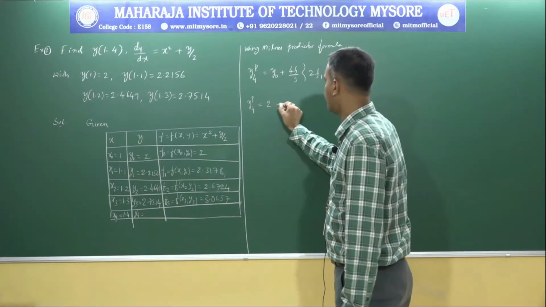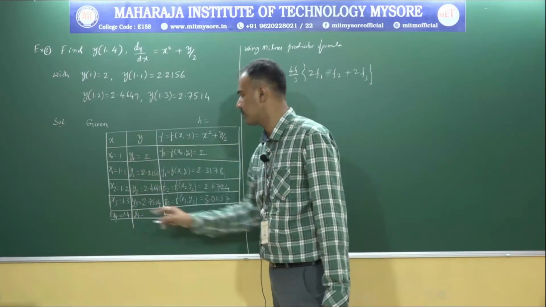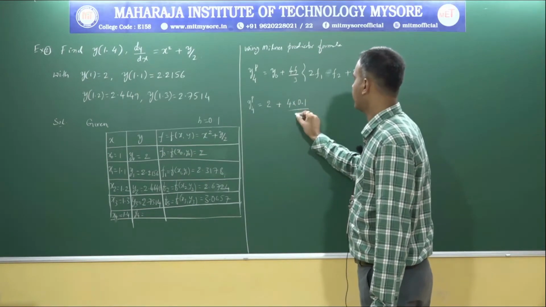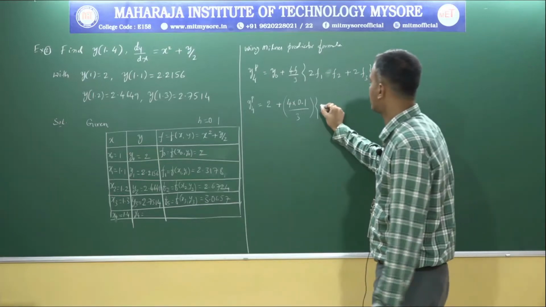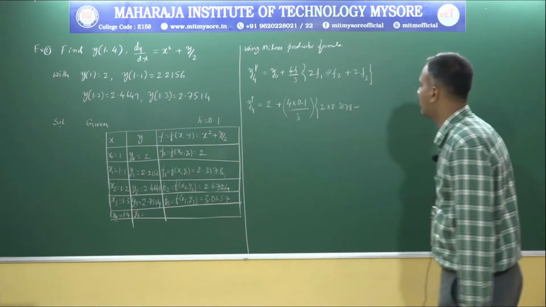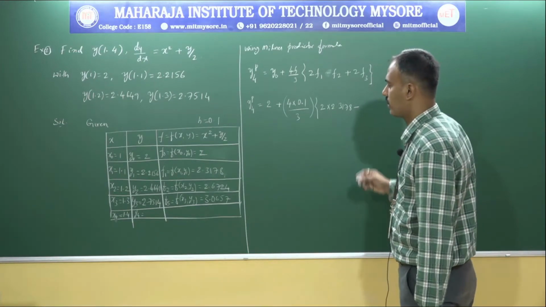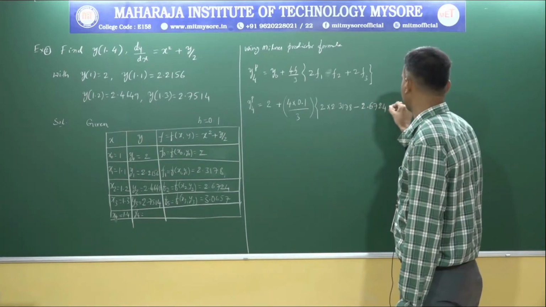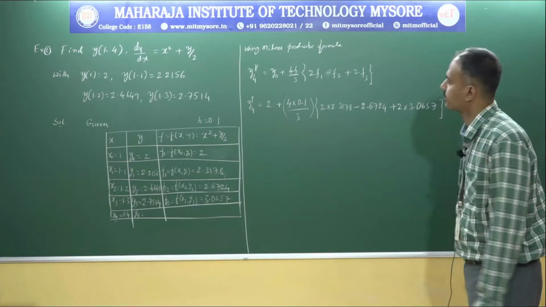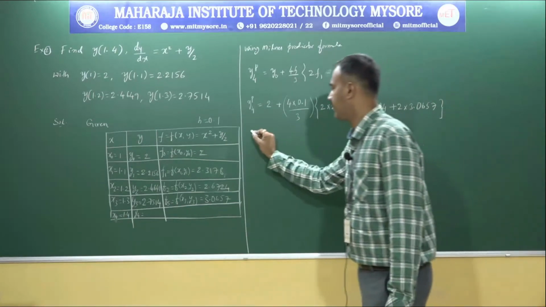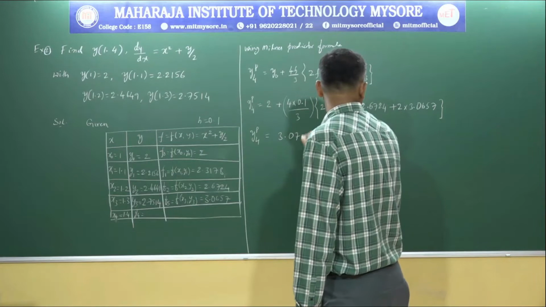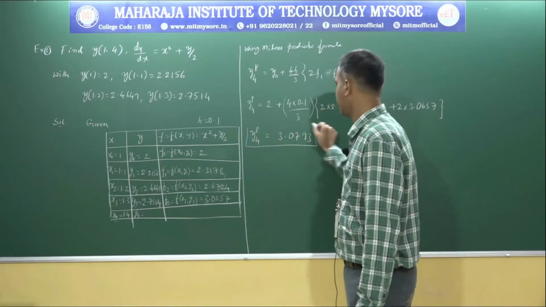Here y naught, the initial data, is 2, plus h, the common difference for x, which is 0.1. So 4 into 0.1, denominator 3, times 2 into f1, where f1 is 2.3178, minus f2, which is 2.6724, plus 2 into f3, which is 3.0657. Now using the calculator I simplify y4p. After the simplification we get y4p as 3.0793.